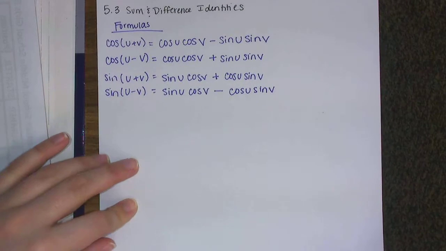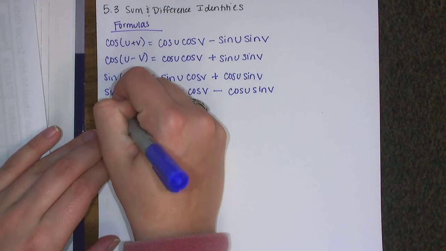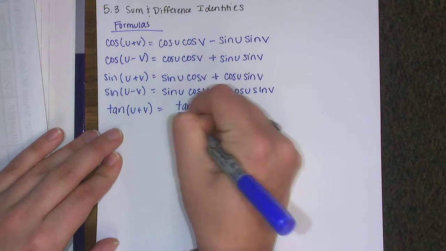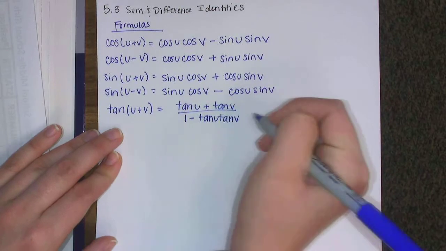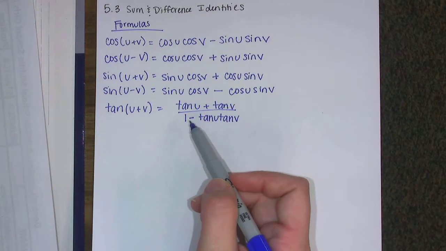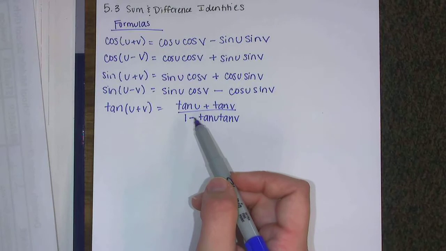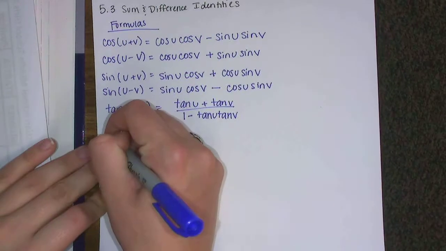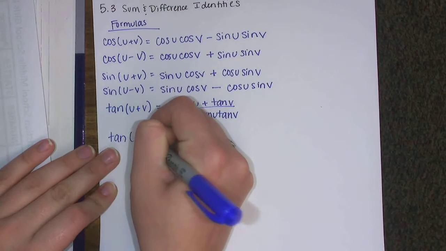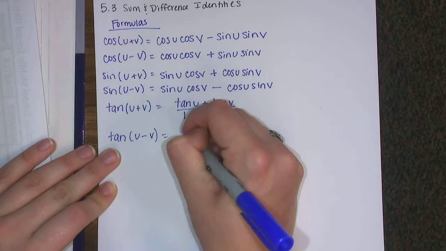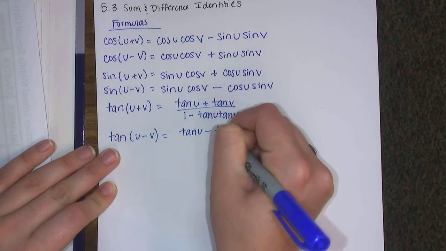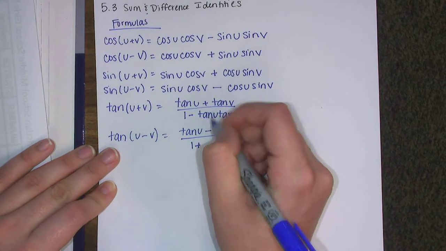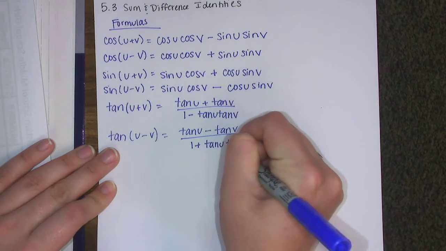And lastly, tangent. Okay, these two are fractions. So tangent of u plus v is equal to the tangent of u plus tangent of v, over 1 minus tangent of u, tangent of v. Okay, so on the top it's the same sign, on the bottom it's the opposite sign. Okay, so these ones are a little bit weird. And then for tangent of u minus v, okay, it's tangent of u minus tangent of v, okay, so same sign on top, over 1 plus, opposite sign on the bottom, tangent of u, tangent of v.